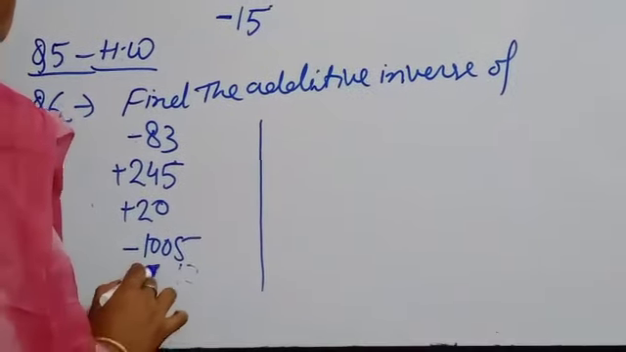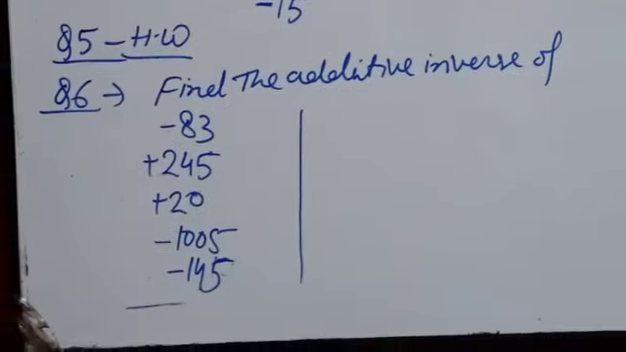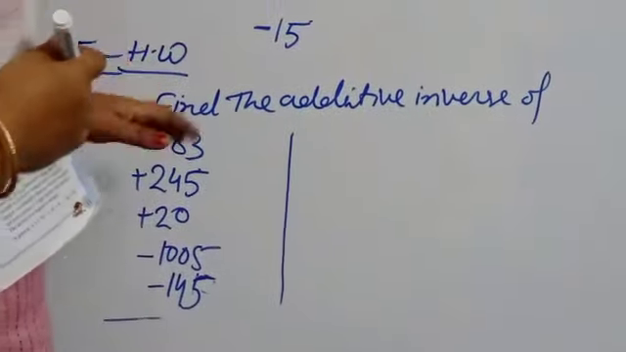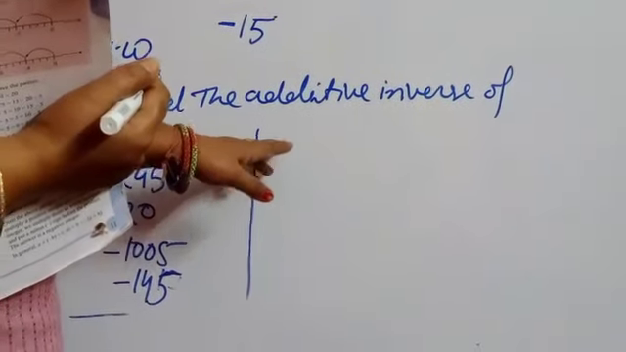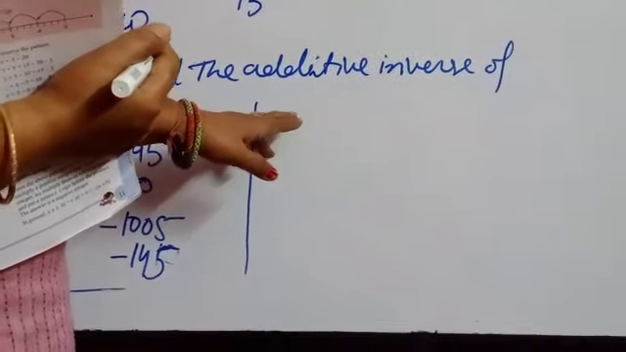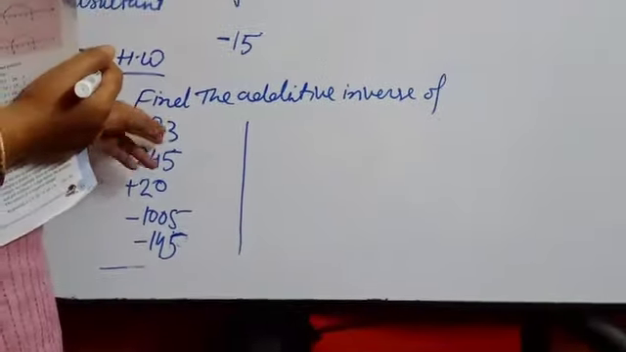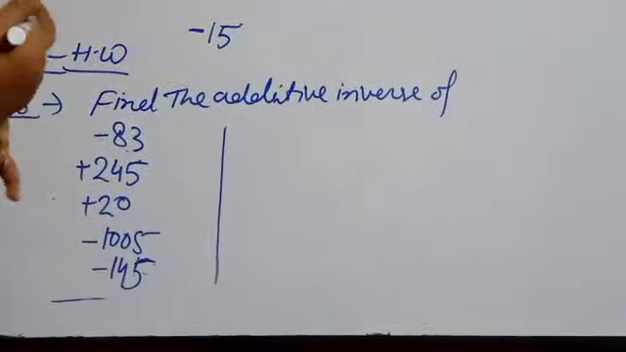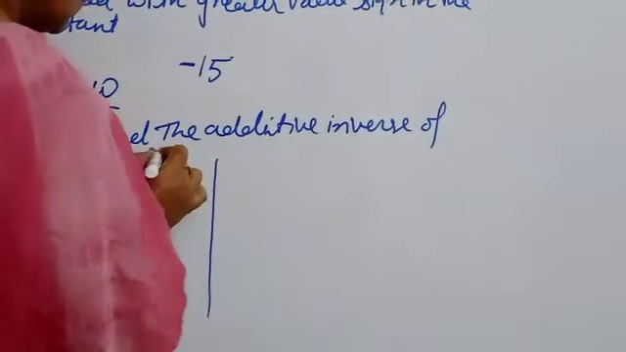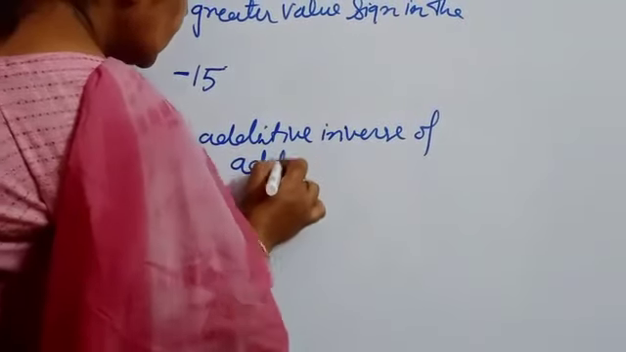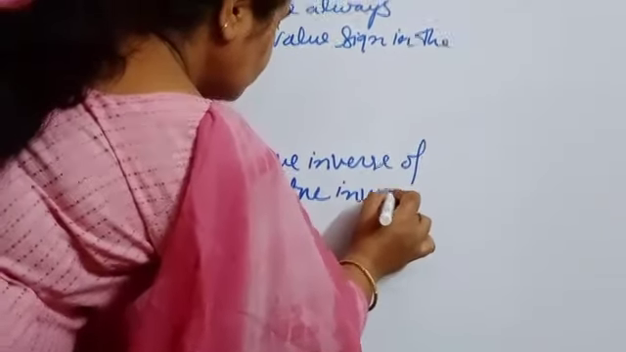In the previous class I taught you that the additive inverse of any number will always be a number of the same value with the opposite sign, meaning the same numerals will come but with the opposite sign. Like that I am writing the additive inverse of. In this column you will write the given numbers, and here the additive inverse.